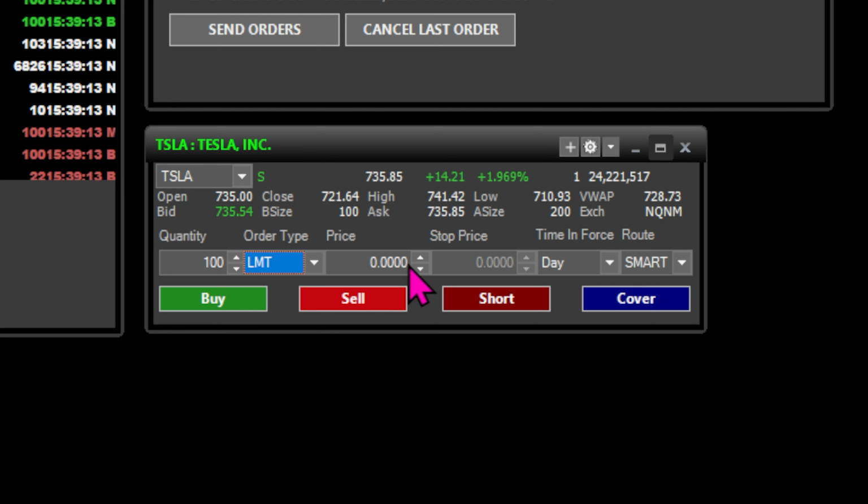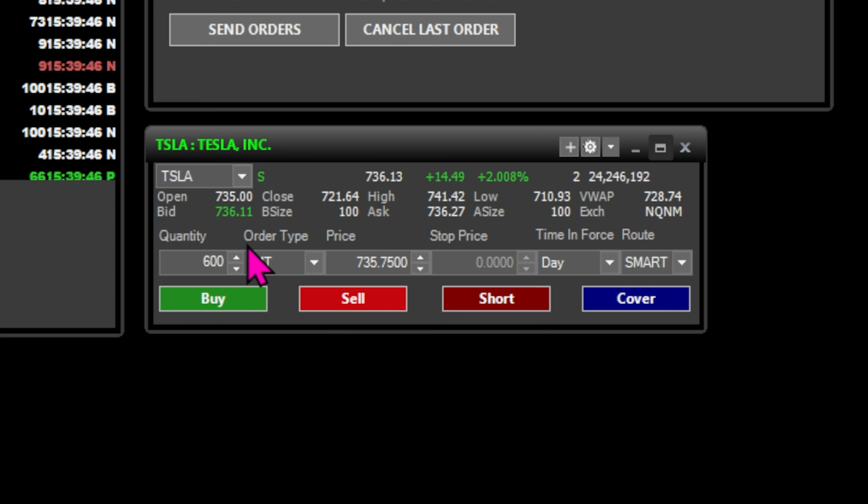And let's say I wanted to do it at 735.75, and I wanted to buy. It would again give me the best price between right now, the 735.60, and that of 735.75, right? So that's, again, very simple from an order execution standpoint.